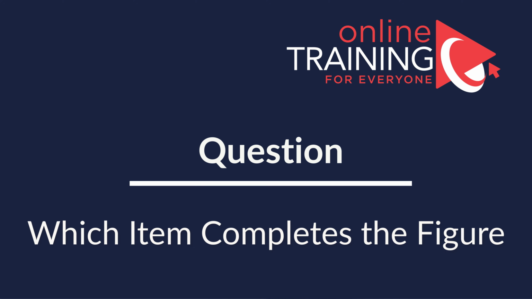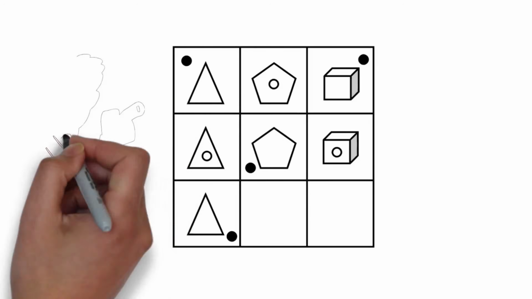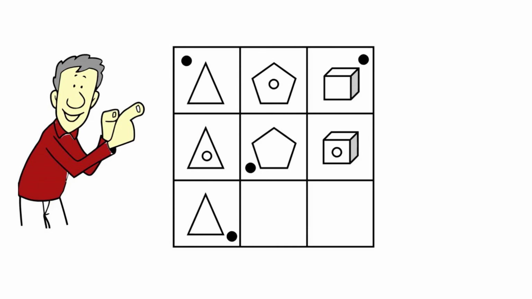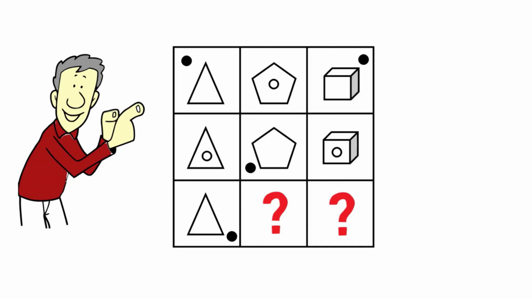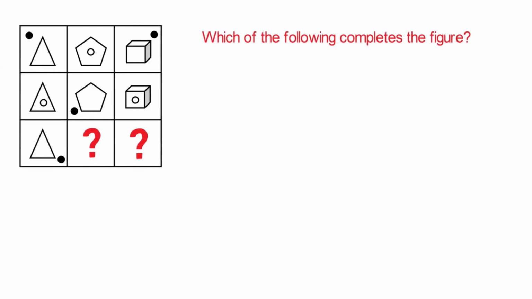There is a very high chance that you will see this type of question on the test. You're presented with a 3 by 3 matrix. This matrix contains different shapes inside. In our case, the matrix contains triangles, pentagons, and cubes. You have 2 spaces that are missing the shape, and you need to select from 4 possible choices.